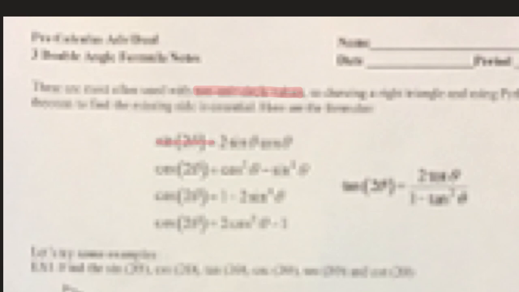There is one formula for sine. There are three formulas for cosine. You can use whatever one you want. I most often use this one. I don't know, it just seems easier to me to do cosine squared minus sine squared, but you are welcome to do the other two as well.